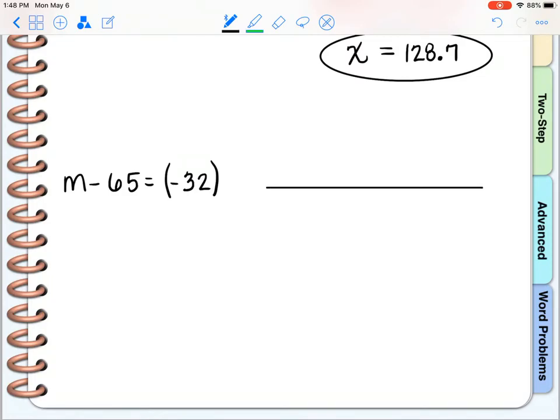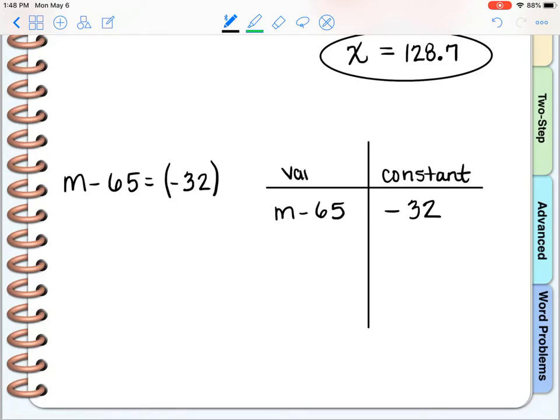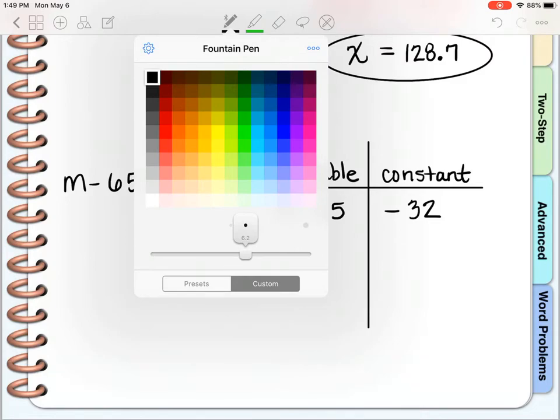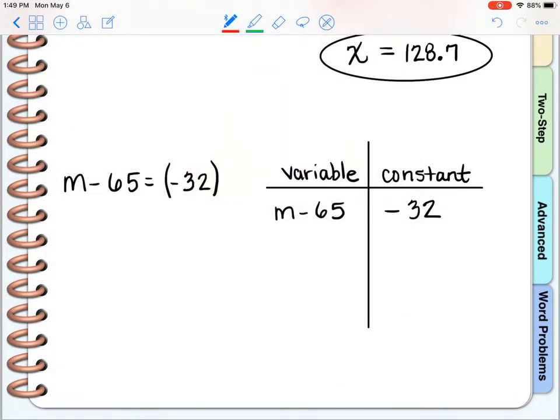Okay, so let's do the frame, and then write the problem on there. Your equal sign is always your divider. And if you want the parentheses, you can leave them. That's up to you. The number by itself is constant. The letter is variable. So we can see that the minus 65 is the term that needs to move. So we'll do the opposite. And if you do it to one side, you must do it to the other.